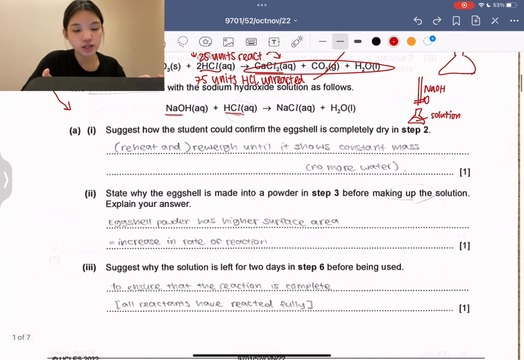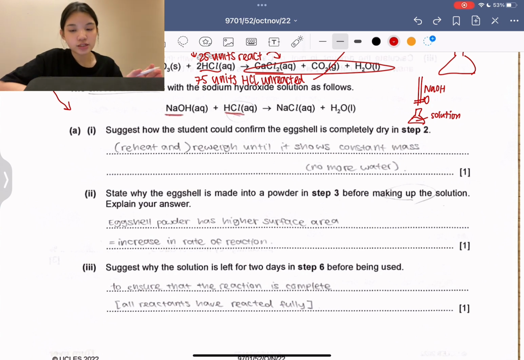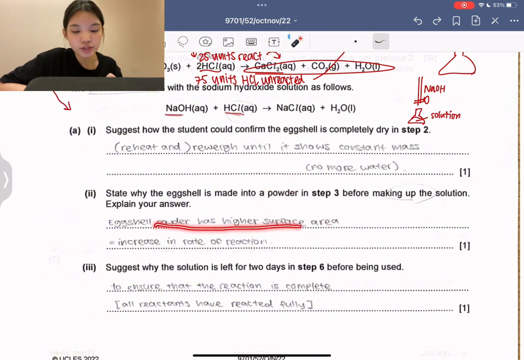State why the eggshell is made into a powder in step 3 before making up the solution. Explain your answer. See, like I said just now, there will be a question related to powder and surface area. So eggshell powder has a higher surface area than uncrushed eggshell. So this higher surface area increases the rate of reaction.